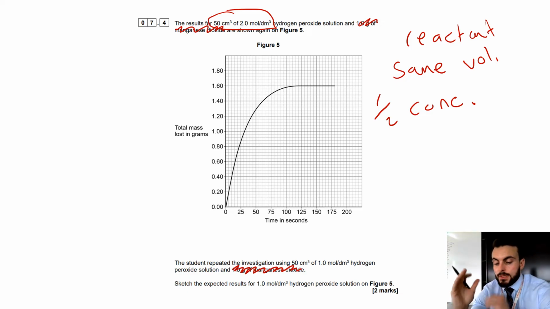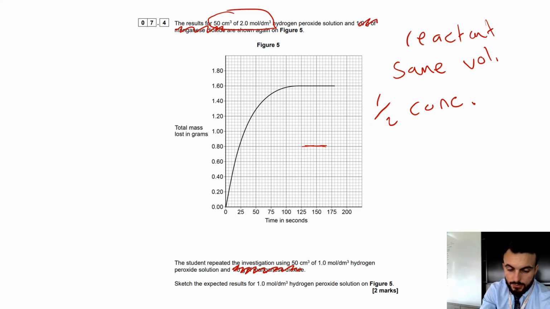Also, because we've got the same volume of solution and half the concentration, we've actually technically got half of the molecules of hydrogen peroxide that we had before. So it's only going to be possible to make half of the amount of products that was before. So you will need to end your line at half, which is 0.8, and you need to make sure you curve it so it's less steep than the other one, because we had less concentration at the start, so the rate is slower.